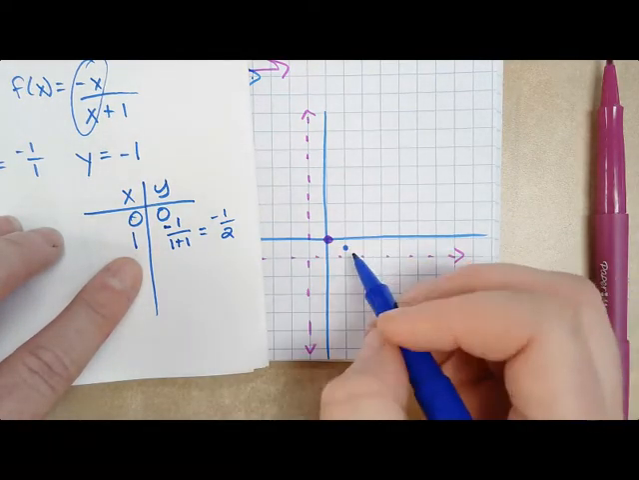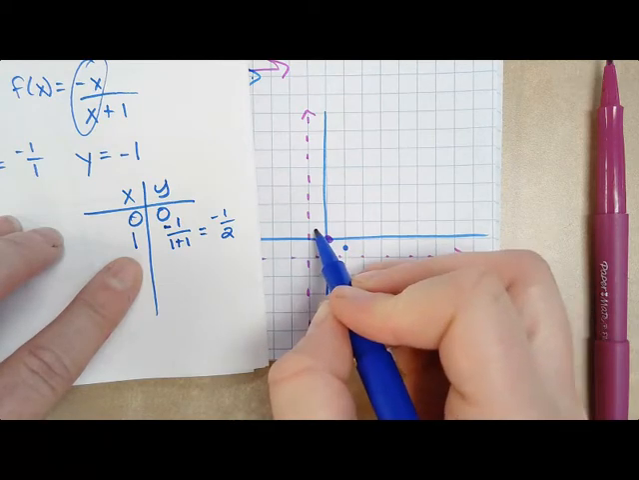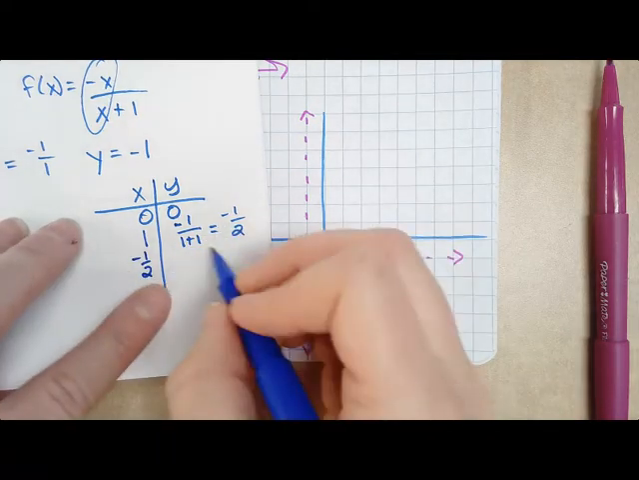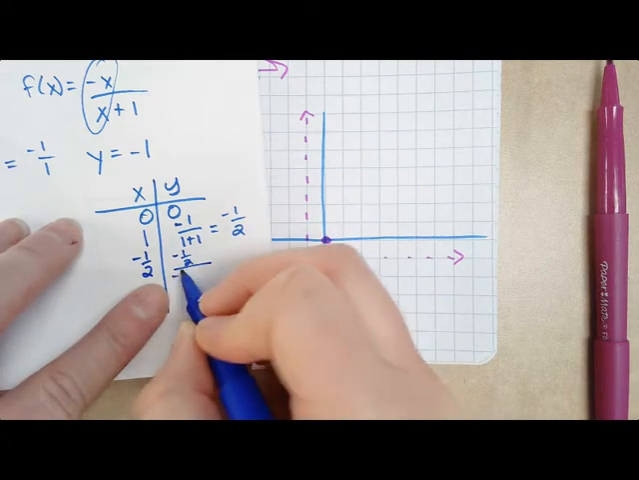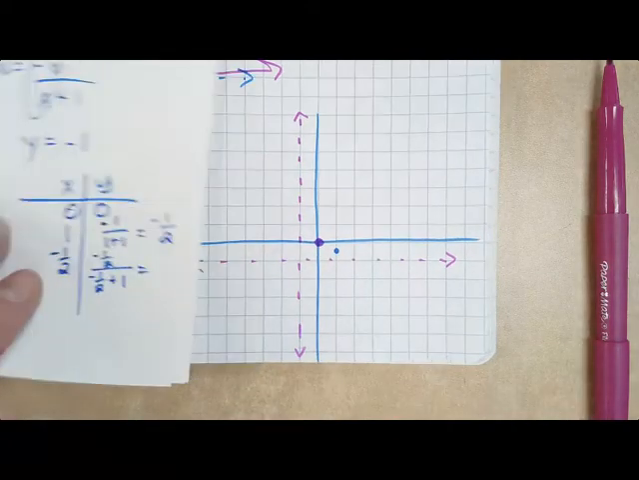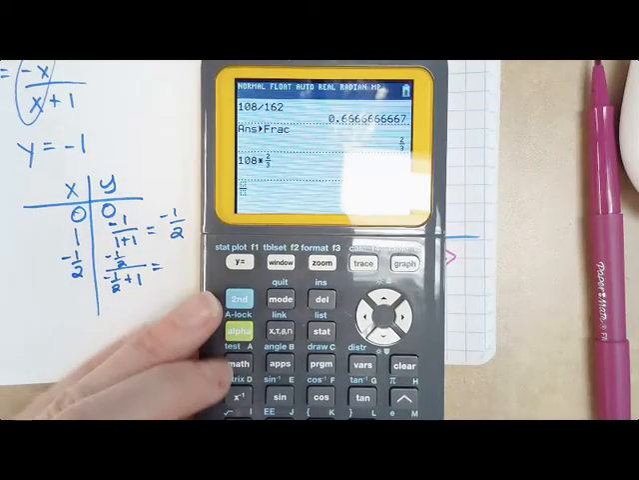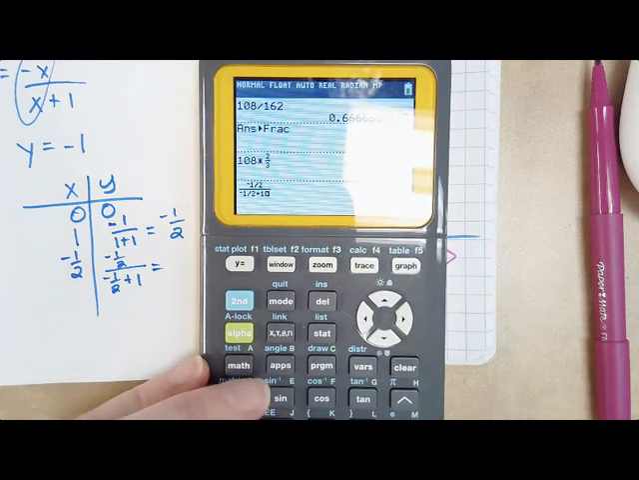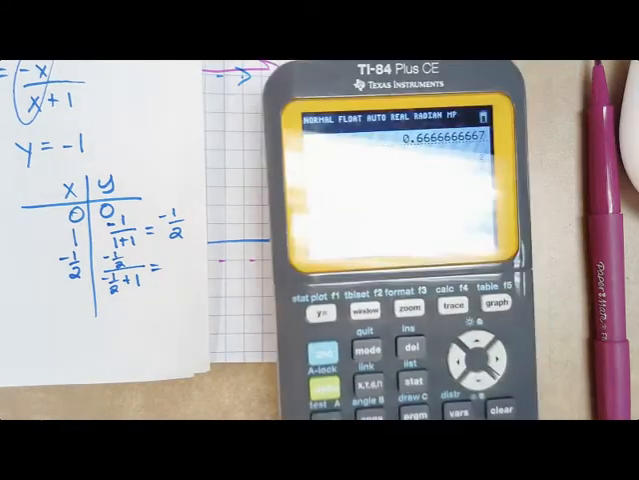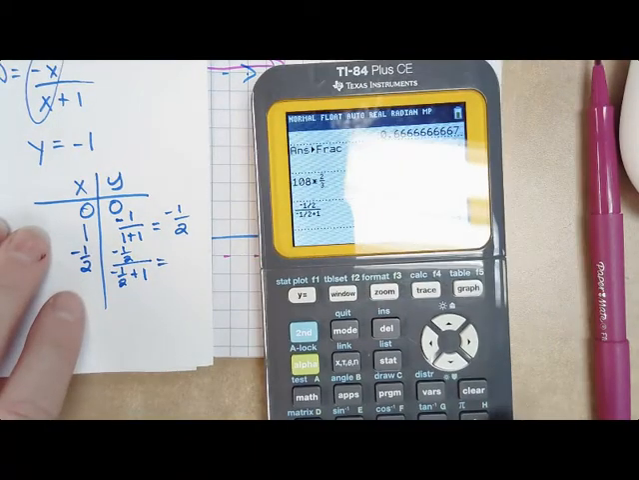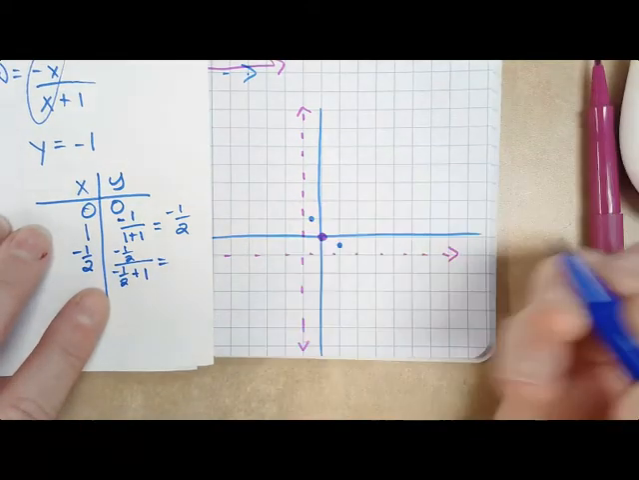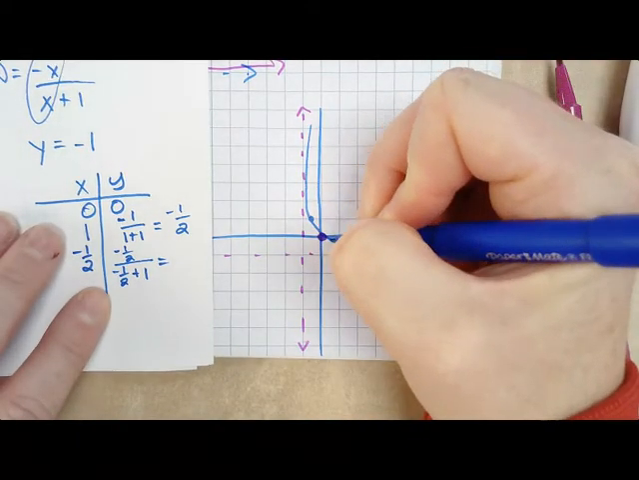It's going to continue to increase. So that means that if I do probably -1/2, that would be -1/2 over -1/2 plus 1. So I'm going to put that in the calculator. -1/2 over -1/2 plus 1 equals -1. So -1/2 at -1, so it'd be like that. So this is what one side of it looks like.